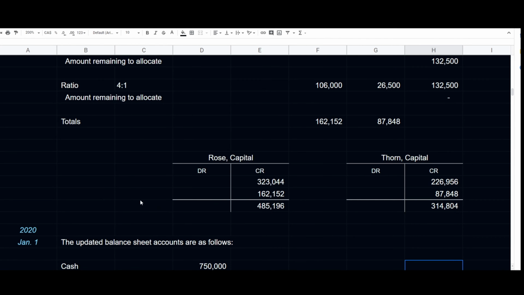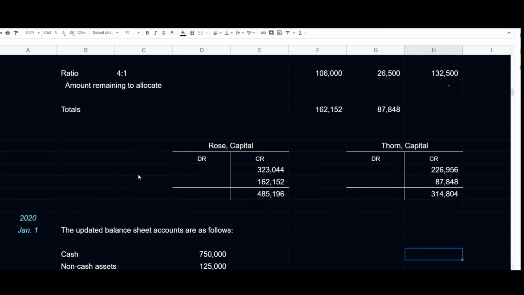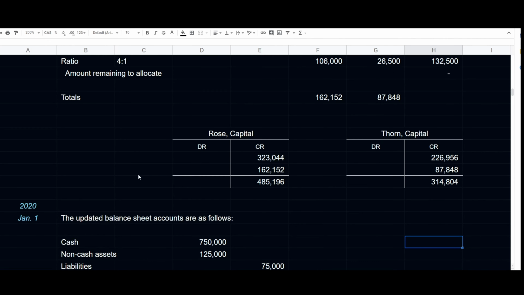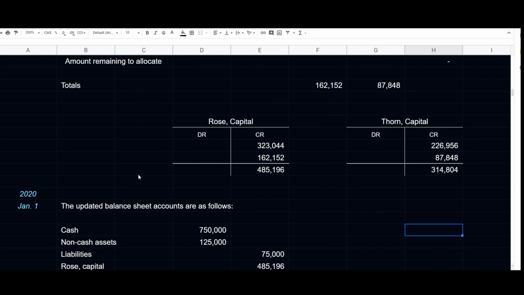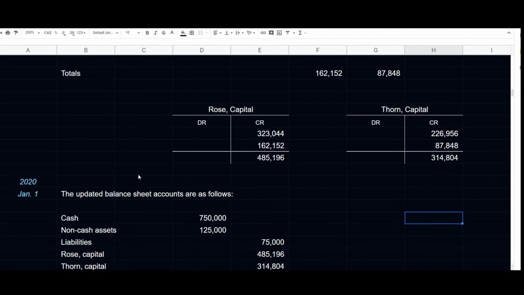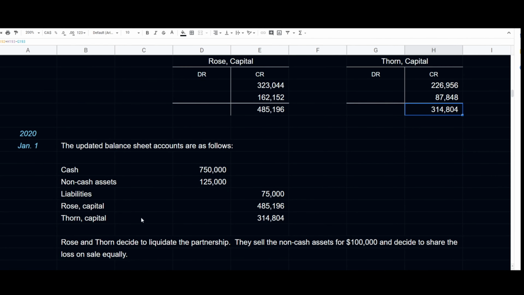We are shown the updated balance sheet accounts are as follows: cash of $750,000, non-cash assets of $125,000, liabilities of $75,000, and then the partners' capital balances, and we can see that the capital balances equal the ones that we just worked out from before. We are then told that Rose and Thorn decide to liquidate the partnership. They sell the non-cash assets for $100,000 and decide to share that loss on the sale equally.